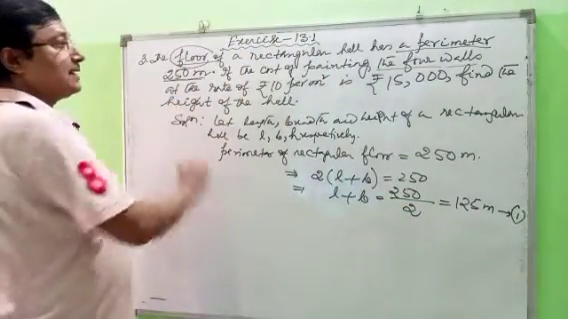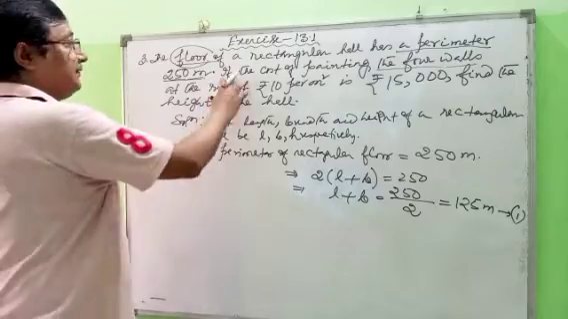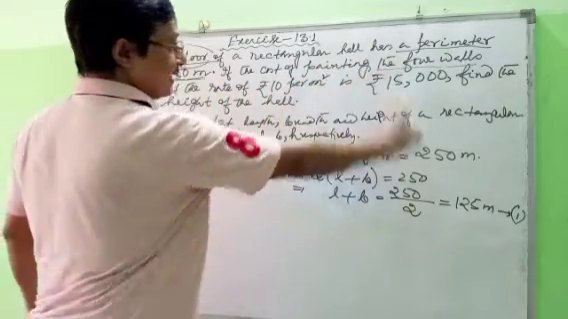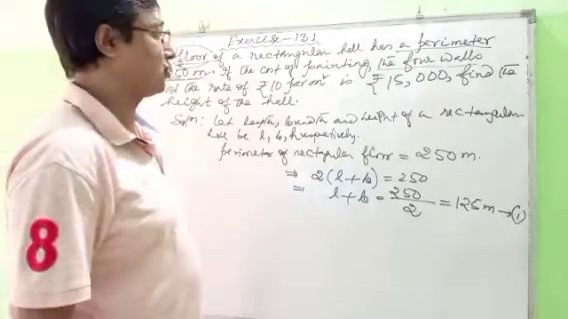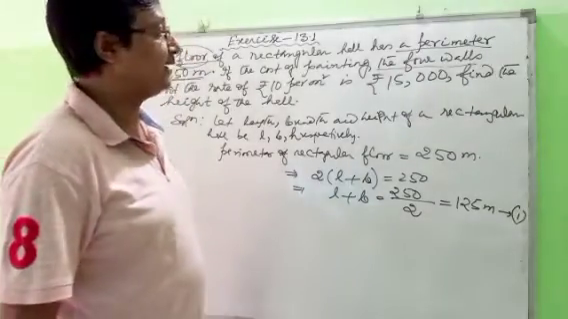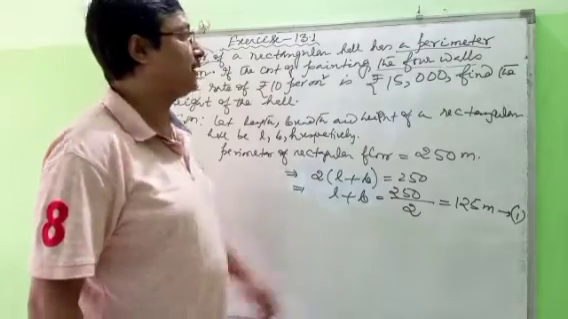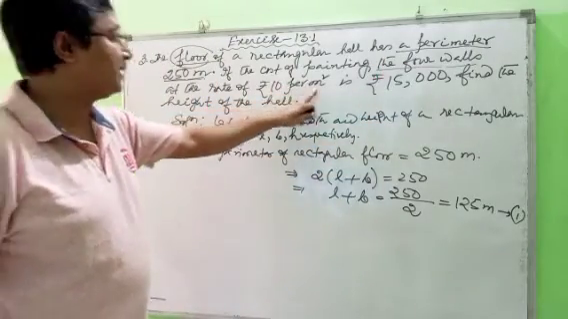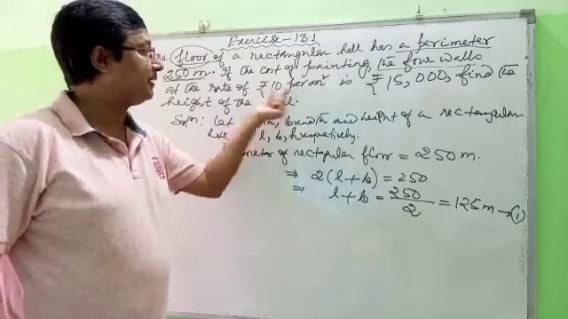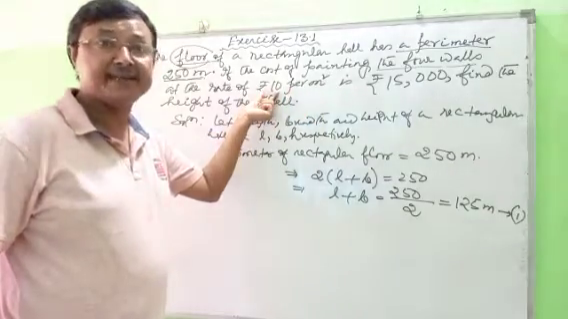Now here the next point is, the cost of painting the 4 walls. Now you are going to paint the 4 walls, not the ceiling and the floor. So that means excluding the ceiling and the floor, you are only going to paint the 4 walls. And the rate of rupees 10 per square meter, that means 1 square meter will cost 10 rupees if you paint the floor.